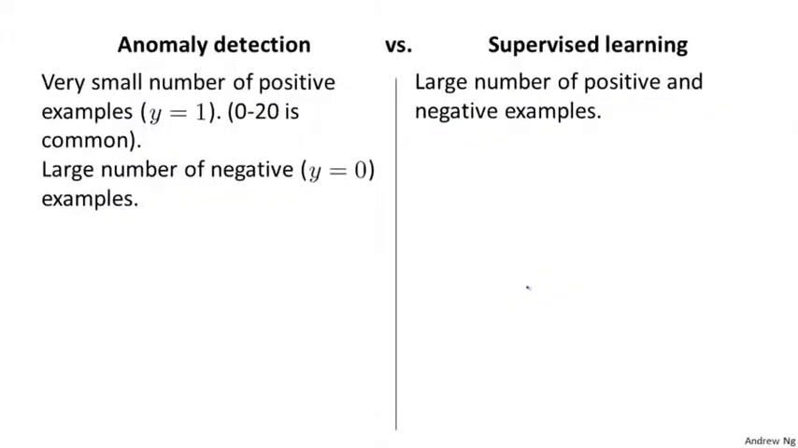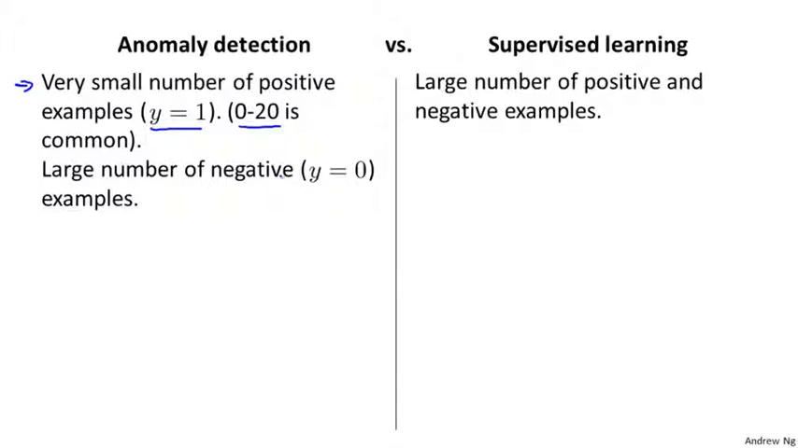This slide shows what are the settings under which you should maybe use anomaly detection versus when supervised learning might be more fruitful. If you have a problem with a very small number of positive examples, and remember, examples of y equals 1 are the anomalous examples, then you might consider using an anomaly detection algorithm instead. So having 0 to 20, maybe up to 50 positive examples might be pretty typical, and usually when we have such a small set of positive examples, we're going to save the positive examples just for the cross-validation set and the test set.